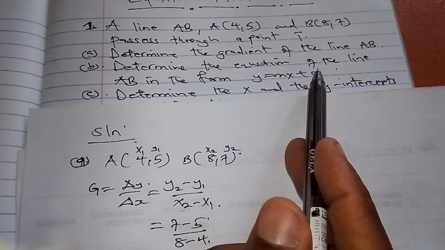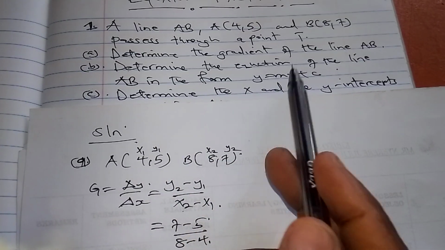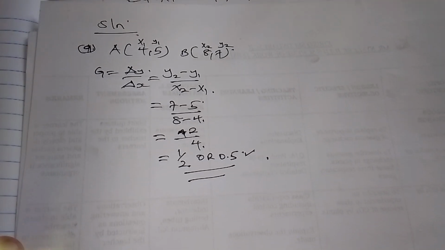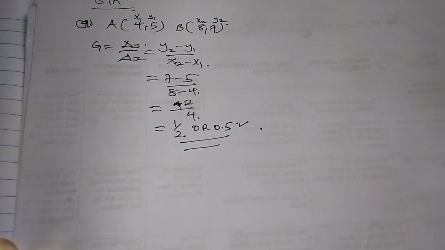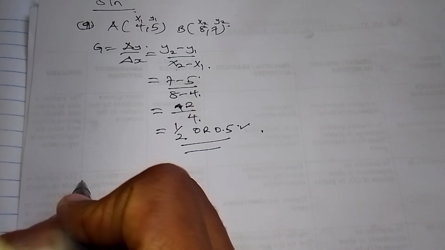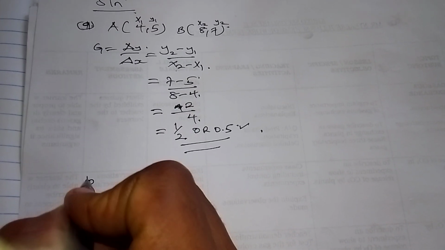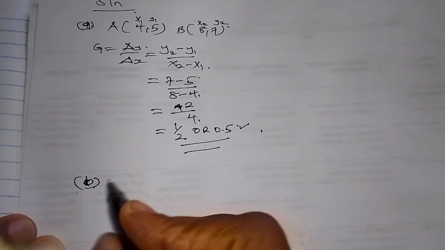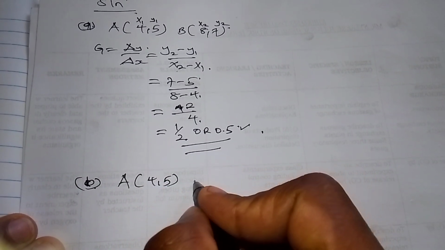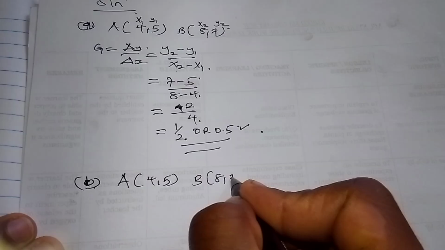Determine the equation of the line AB in the form of y = mx + c. So this is A, this is B. And remember, the coordinates of A were (4,5). The coordinates of B were (8,7).